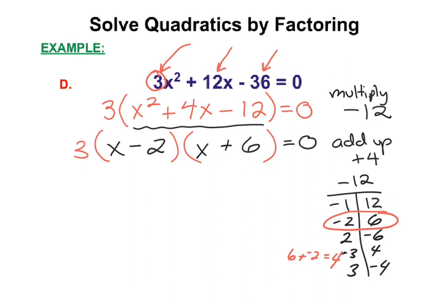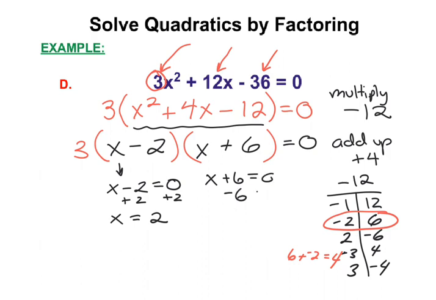And now we have to use the zero product property and set these equal to 0. So x minus 2 is equal to 0. So one of our values of x will be 2. And the other value of x will be negative 6.